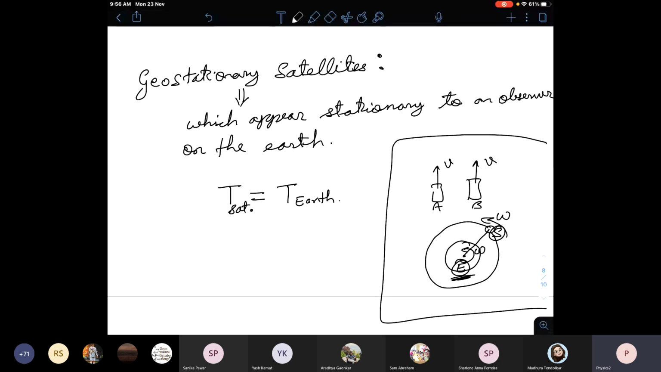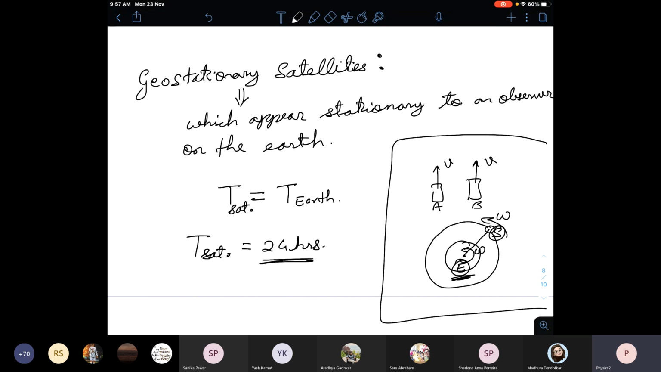So if the angular velocities are the same, their time periods will also be equal. Now, if their time periods are the same, and I know the time period of Earth, so if the time period of the satellite becomes equal to 24 hours, I can safely say that the satellite will be a geostationary satellite.